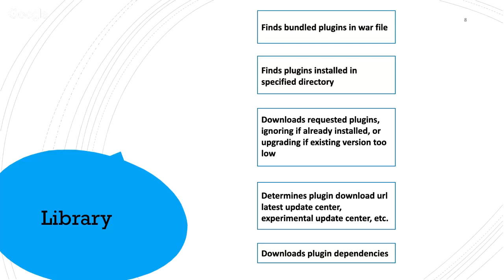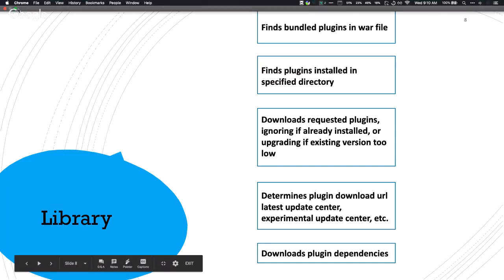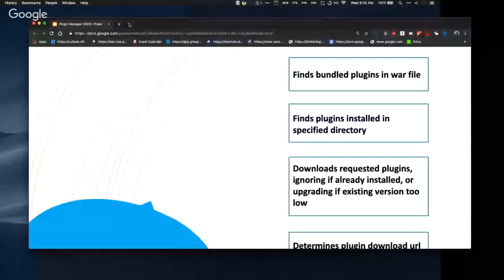And then it'll download those plugins from the URL, either based off of the plugin version, or the user can also specify version specifiers such as latest or experimental. So we'll go ahead and download those and their dependencies and put them in a folder. So I have just a quick demo of kind of how that works.